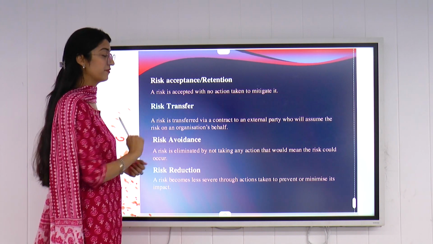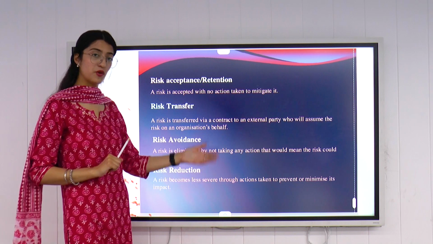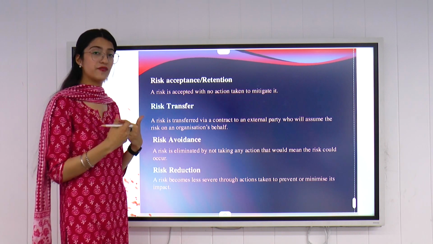Next one is risk transfer. This is very important, the whole topic we have discussed is about this, where we are basically transferring our risk.